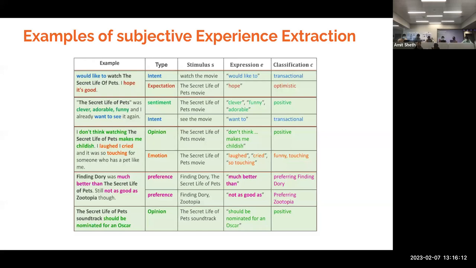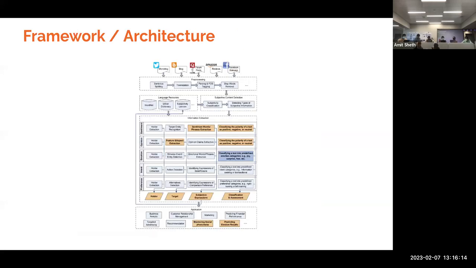So in the framework, we try to learn the holder, target, subject, experience in the classification assessment in terms of these five attributes that I just talked about. And then after knowing all this, we can apply this to a broad range of applications that we see at the bottom, like marketing, predicting financial performance, predicting election results, and other things. Yeah, a lot of rich applications.